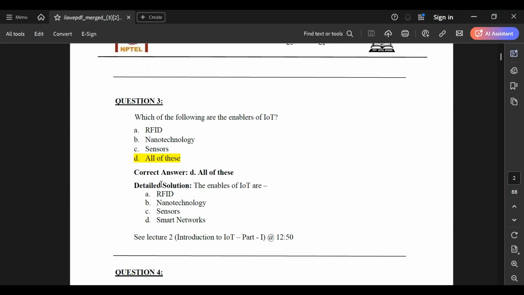Moving to the third question, which of the following are the enablers of IoT? You can see all of these are there. RFID is there, nanotechnology is there, sensor is there, and smart networks. These all are the things.